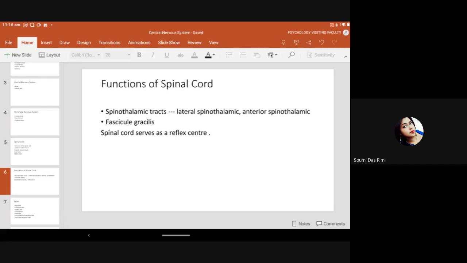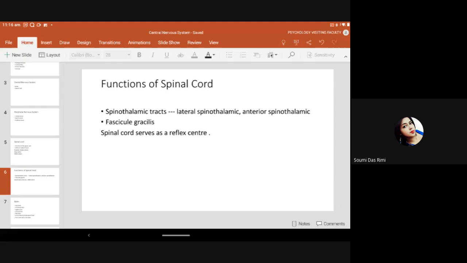The spinal cord is responsible mostly for the simple reflexes that take place in the body. The neurons of the spinal cord send information to the brain from the sensory receptors, that means the eye, ear, nose, touch, skin, etc., and deliver the information received from the brain to the muscles and other glands of the body.